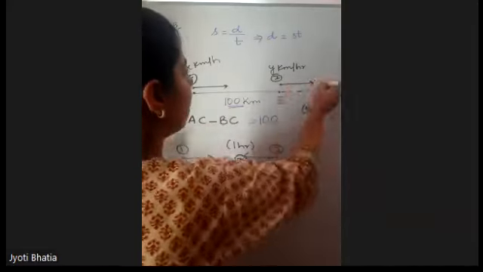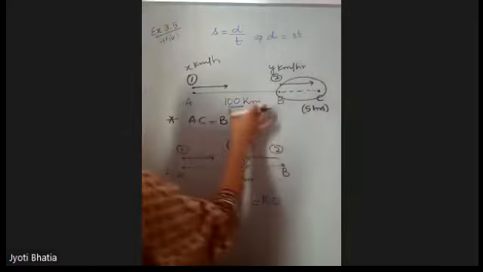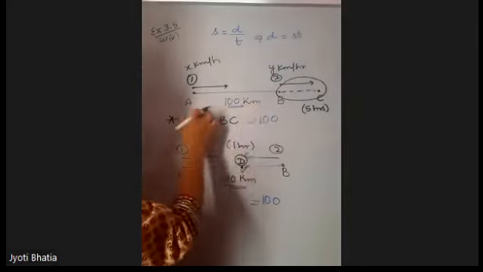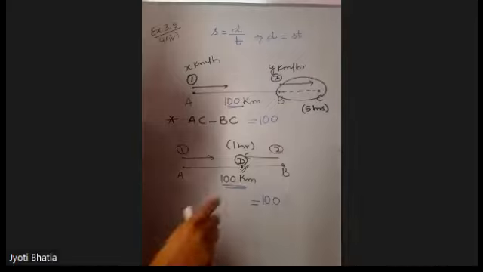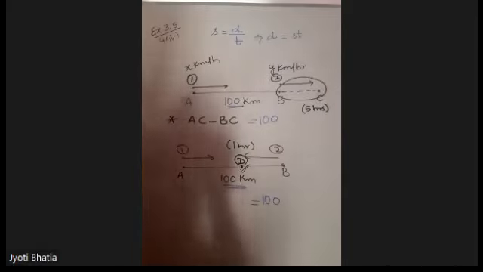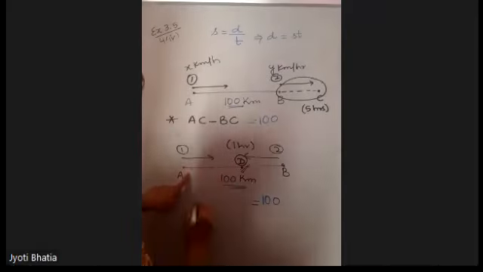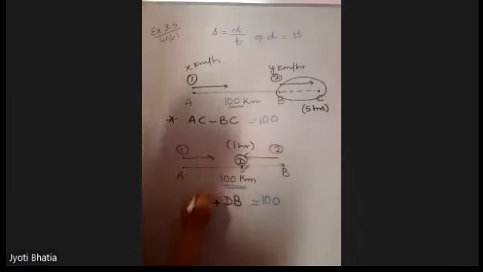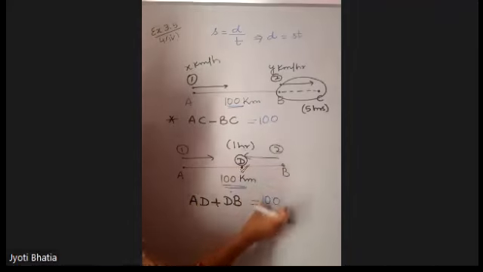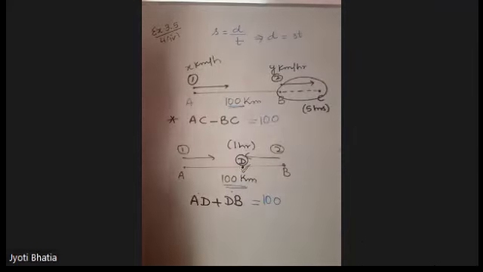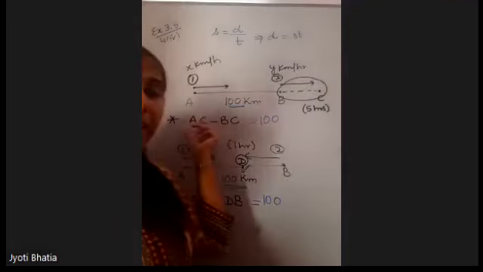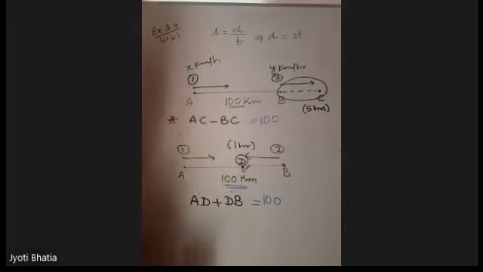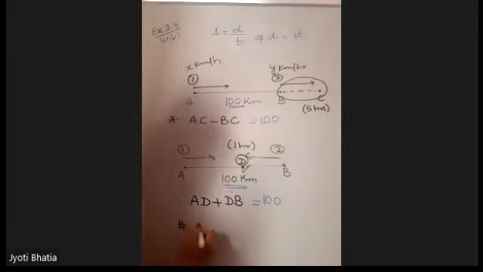जब मैं बीसी को माइनस कर देती हूँ बेटा, सो व्हाट आई एम लेफ्ट विद? 100 किलोमीटर. श्योर? एंड हियर एडी प्लस डीबी, एडी प्लस डीबी इज ऑल्सो व्हाट? 100 किलोमीटर. अब नाउ एसी, if we talk of AC in simple words, what is AC?